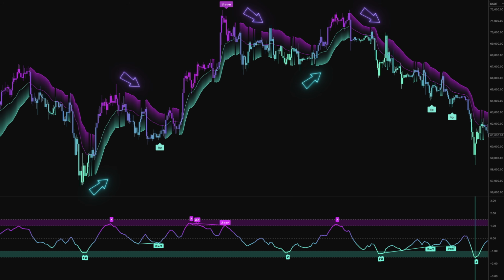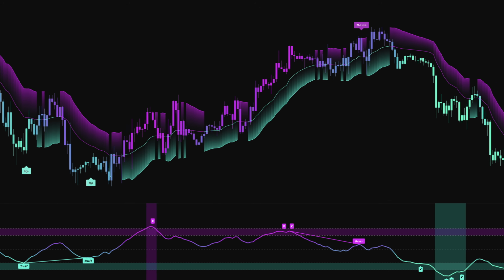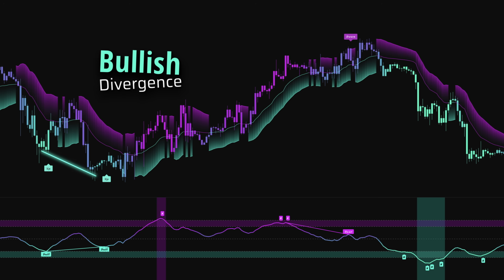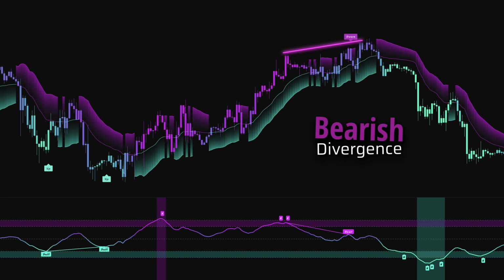This captures the moment when extended momentum begins reversing, theoretically identifying inflection points before price fully turns. Divergence detection follows the classic approach of comparing oscillator pivots against price pivots. When price makes lower lows while the oscillator makes higher lows, bullish divergence is flagged. The opposite pattern triggers bearish divergence signals. These appear both on the oscillator panel and as labels on the price chart itself.